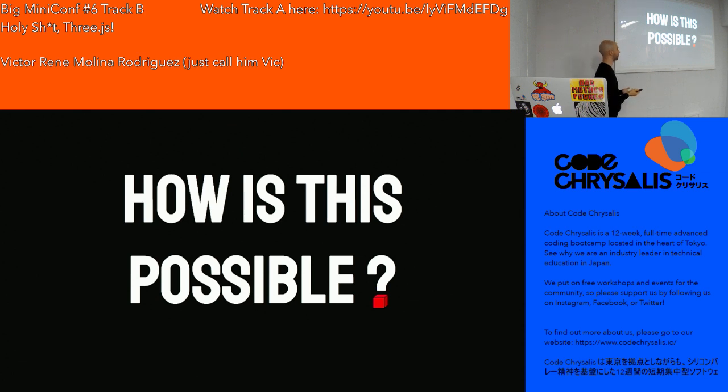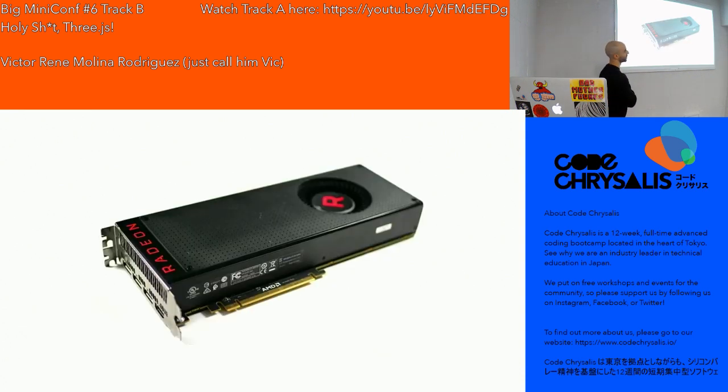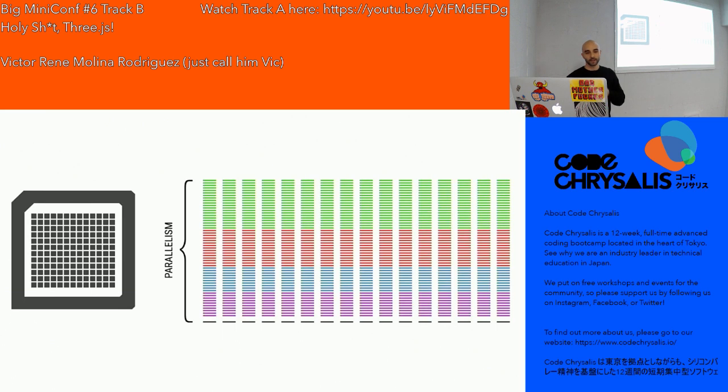So how is this all possible? Because of some little things called shaders. And a shader is a little program that runs here. Does anybody know what this is? It's a graphics card. A GPU, right? A graphics processing unit.